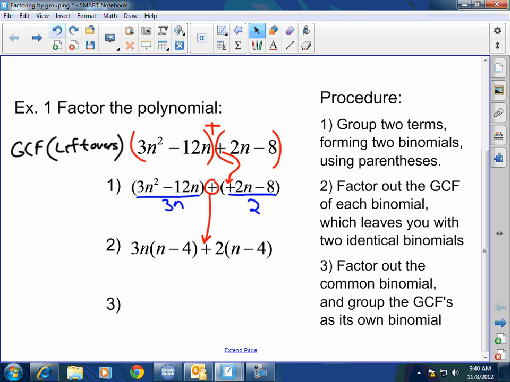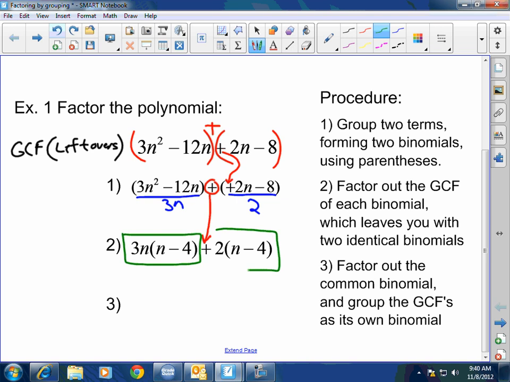Now from here, step 3, factor out the common binomial and group the GCFs as its own binomial. What's common to this term and this term? So, remember the rule? The GCF times the leftovers. So the GCF is n minus 4. And what are the leftovers? 3n plus 2. I heard a 6n, and I thank you because you're working and you're participating. I'm very proud of you.